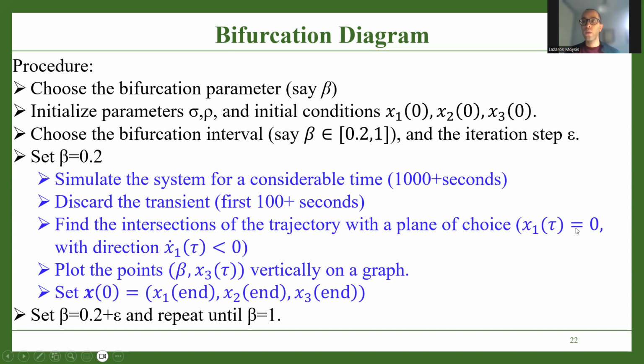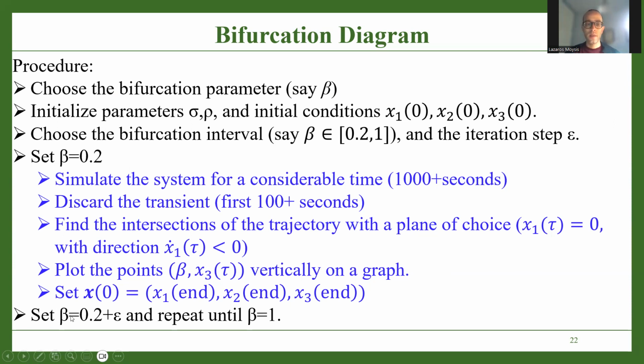Okay. After I have found the points of intersection, I simply go to my graph and plot these points. Of course, I plot beta. So on the x-axis, I plot the value of beta that I'm currently at. And then I plot one of the other states. Obviously, the plane is x1 equals 0, so I don't have to plot x1. It's always going to be 0 at the intersections. So I can either plot the value of x2 at the intersection or the value of x3 at the intersection. You go with one, it doesn't matter which one you choose. Okay. So after I plot all of these intersections, what do I do? I go to the next simulation.